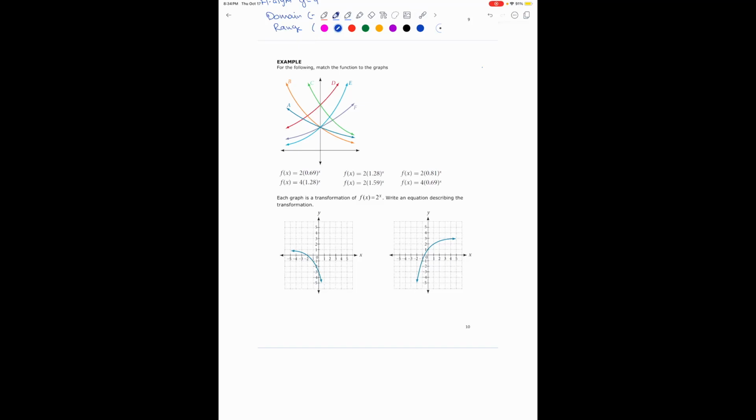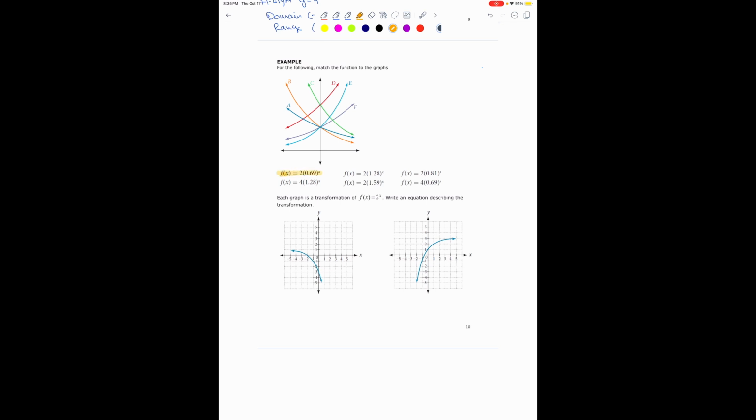Section 6.2, Part 2. Examples. For the following, match the function to the graphs. So we have a group of functions, graphs, and we need to match them to the below functions. So the first function, for example, here.